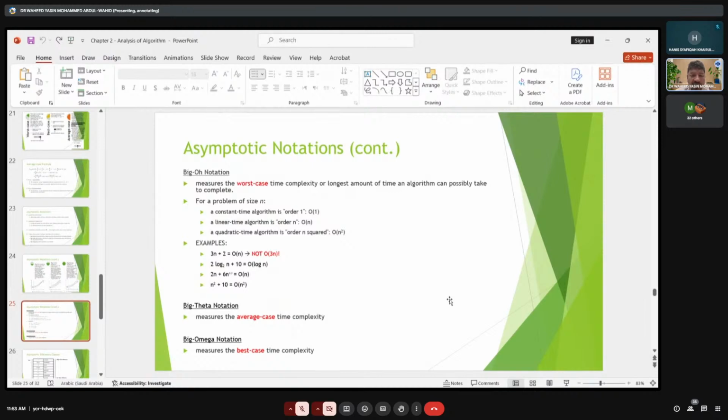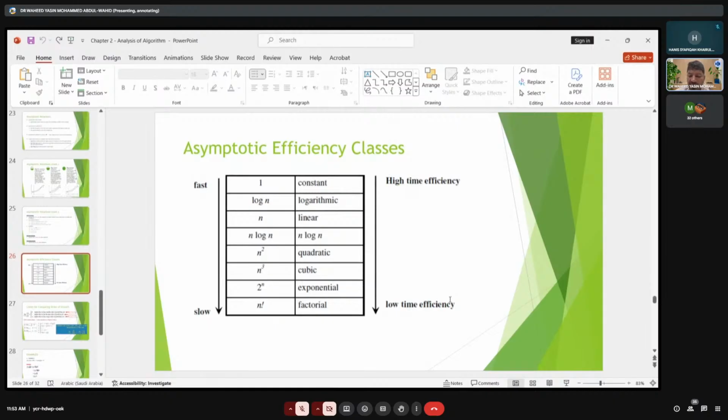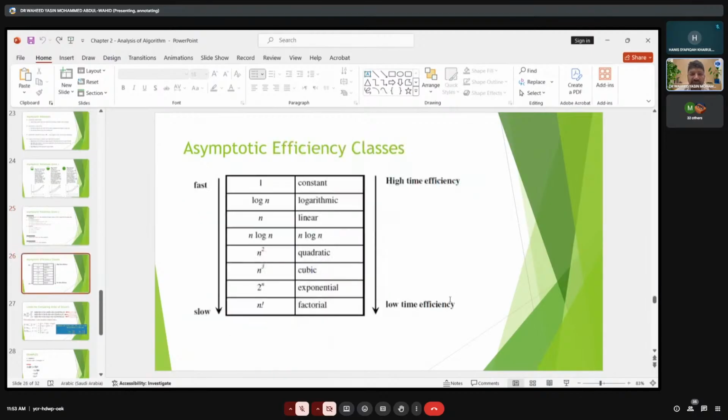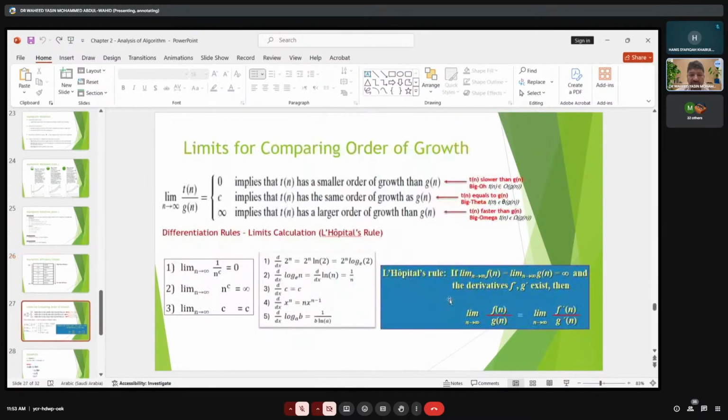Okay, here we have big O, with some examples. As we see here: constant, logarithmic, linear, n log n, quadratic, cubic, exponential, factorial.